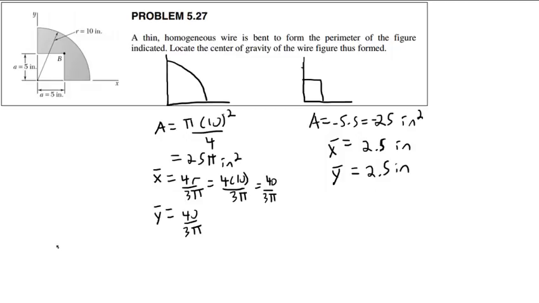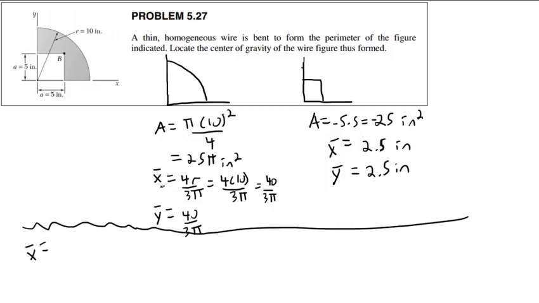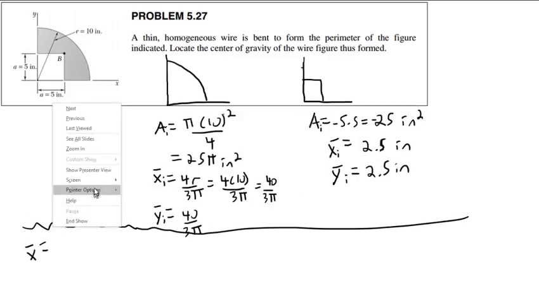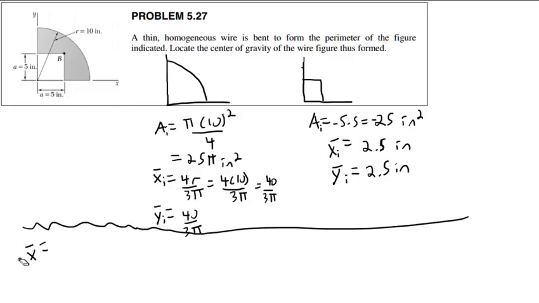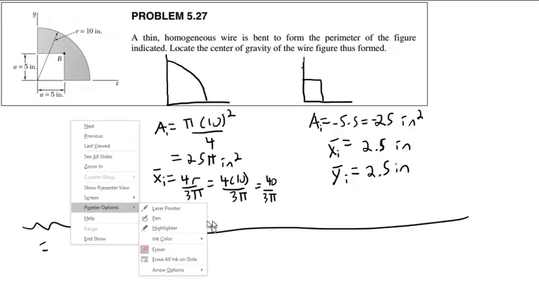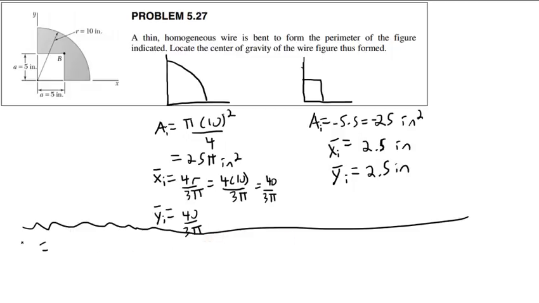So then the overall x bar, so these are our pieces. In fact, maybe I'll put I here, I here, I here. If I really wanted to, I could put a capital X bar there. It's just the overall x bar.